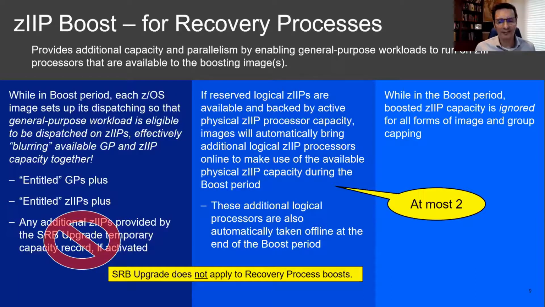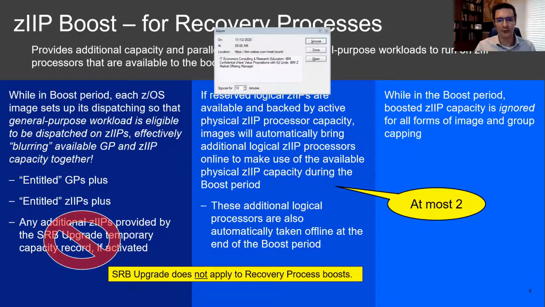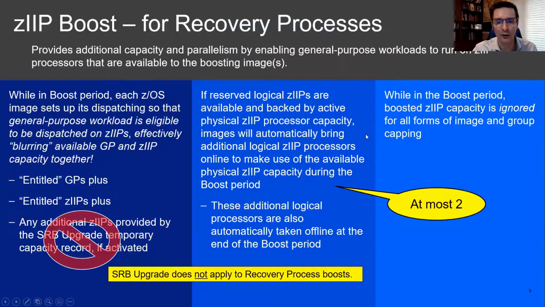Okay, so just a couple details about zip boosting for recovery processes. Just a couple of distinctions here. Normally, for the IPL boost, I can have many, many different engines that I can bring in to have a huge amount of parallelism, up to 20 in the case of an IPL boost. For a recovery process boost, I am limited to a much smaller number. And that smaller number is going to be 2 transient zips, as they're called, which means that those zips are going to be blurred, and I can dispatch GP work on those additional zips that I bring in as part of the boost period. So I'm limited to 2.